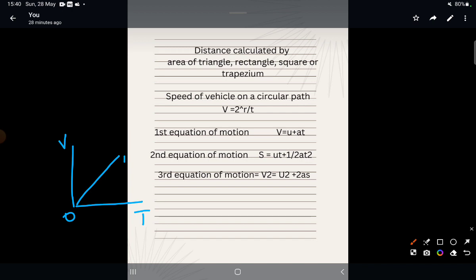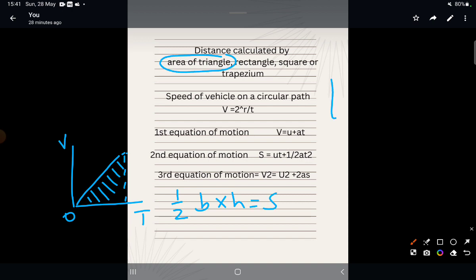So what we have to do, again we have to draw a perpendicular line, but this time we will find the area of the right angled triangle. What is the area of the right angled triangle? Half base into height. This is how we find the distance. This will give us distance.